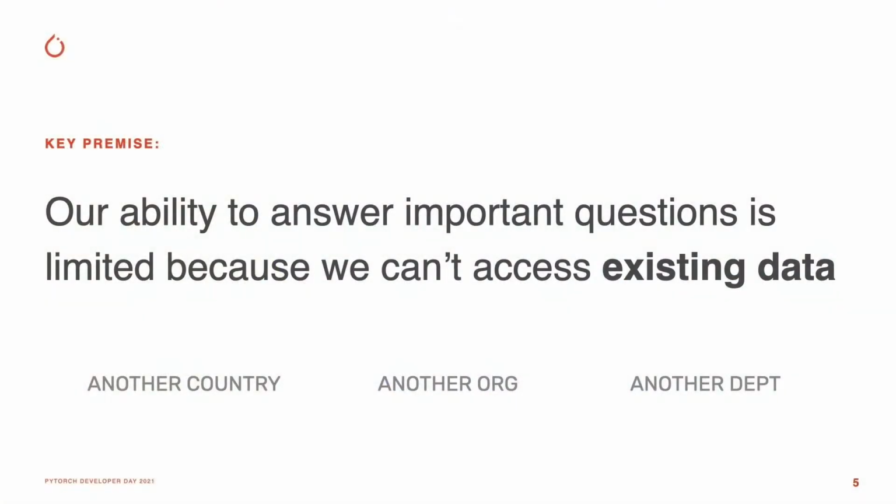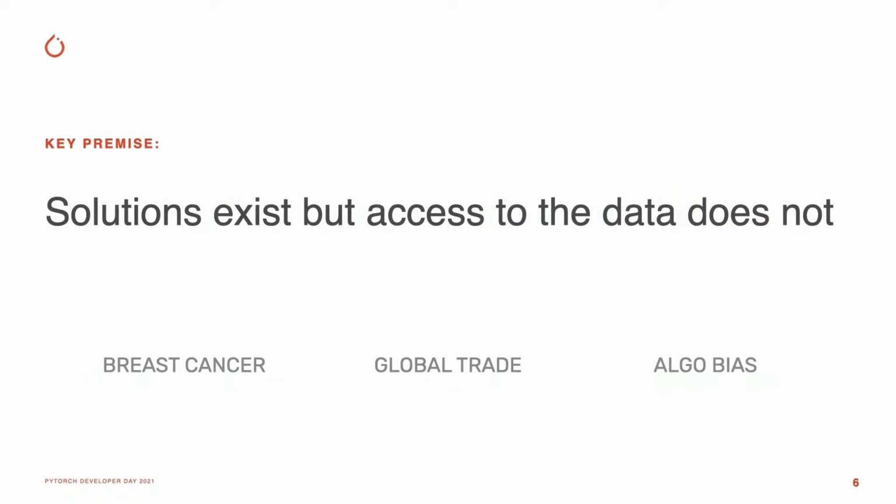First setup for this is really about how our ability in society to answer important questions is limited by the amount of data that we have access to, because that data simply is not at our disposal. It's in another country or another department. And this leads us to the core premise of this talk, which is that solutions to really important problems already exist, but we just can't access those solutions because we can't access the training data and the machine learning data that we need to be able to solve them.